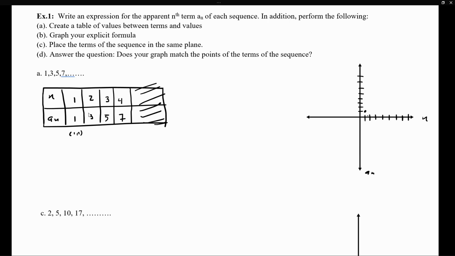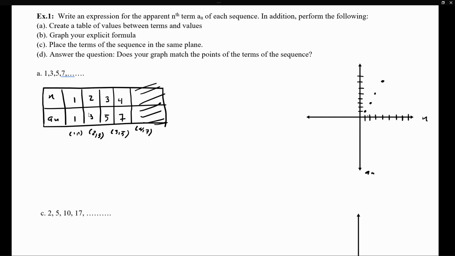Then this column represents a value at the coordinate point 2 comma 3. So when n is 2, my value is 3. Here we have another point. Here we have another coordinate point at 3 comma 5. Let's just plug that in there, so 1, 2, 3, and 1, 2, 3, 4, 5, about here. And lastly, our last row indicates a value at 4 comma 7. So 1, 2, 3, 4, and 1, 2, 3, 4, 5, 6, 7.